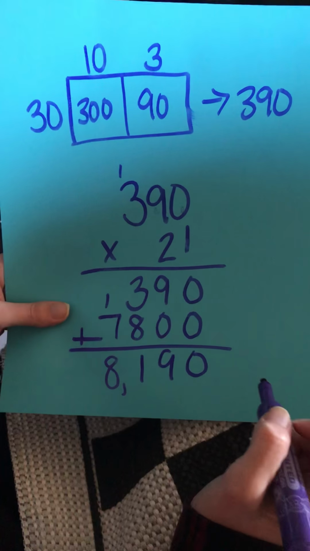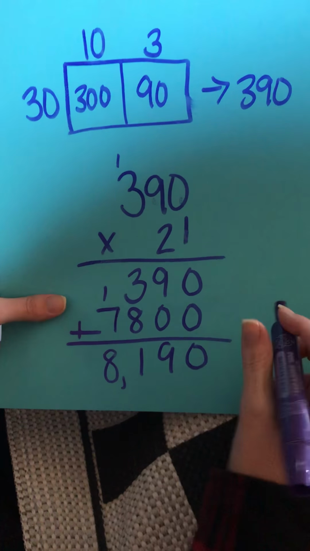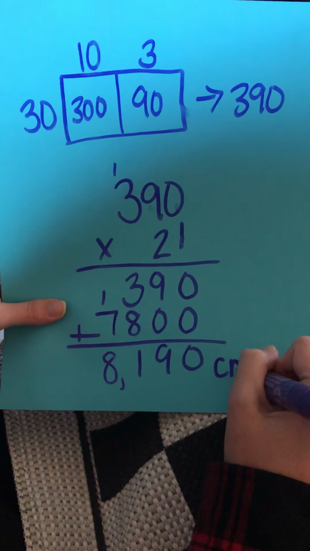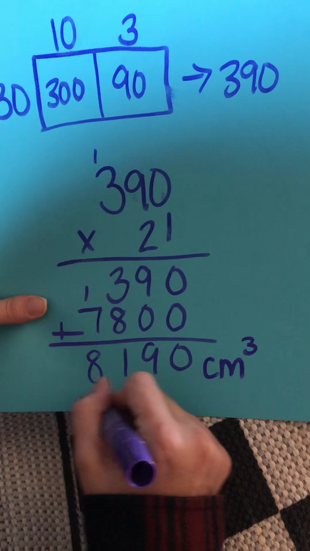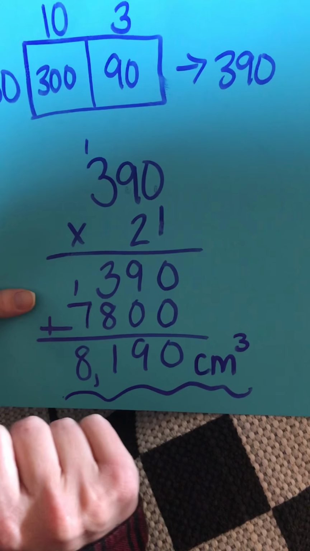And remember, since this is volume, I measured the volume of the box. My units are going to be cubic, and this was in centimeters. So 8,190 cubic centimeters is the volume of the box.